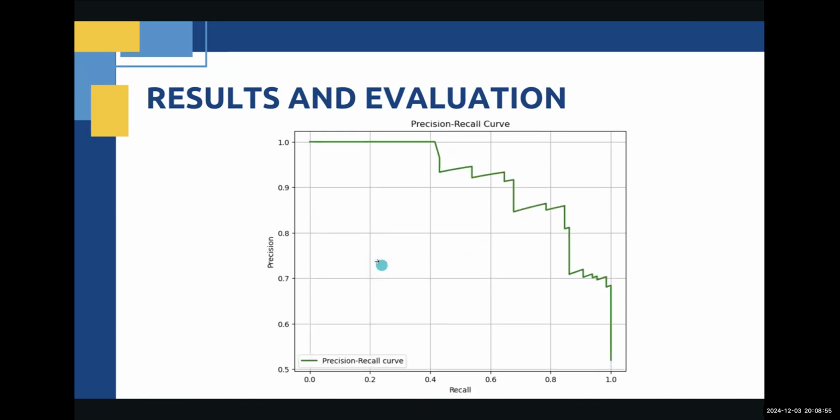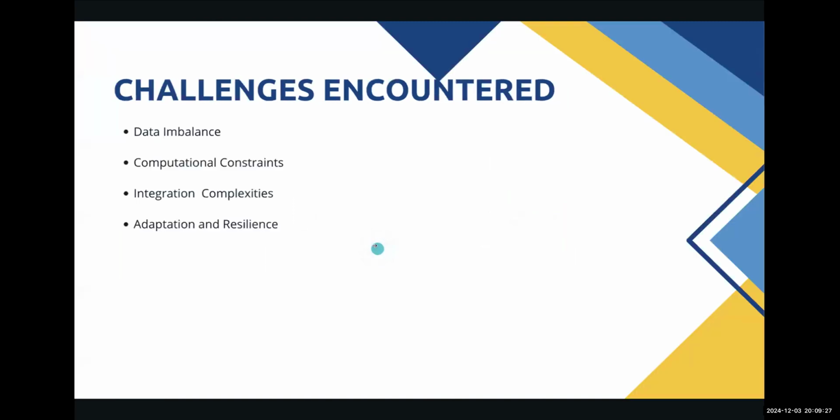So this is the precision recall curve, which illustrates the trade-off between precision and recall, which is the accuracy of positive predictions and the ability to identify all true positives for a classification model. The curve helps us evaluate the model's performance, especially in cases where the data is imbalanced, and it highlights how well the model balances these metrics at different thresholds. Moving ahead to the next slide, I will demonstrate which challenges we encountered during this process.